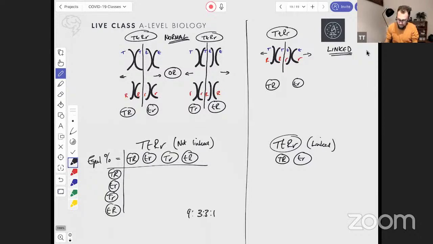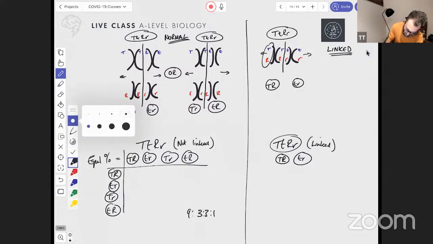However, as we've ascertained, if they are linked, independent assortment can't mean that you have a 50-50 random chance of which T goes with which R, because this T is always going to stay with this R unless crossing over takes place. So now let's have a little look at that.